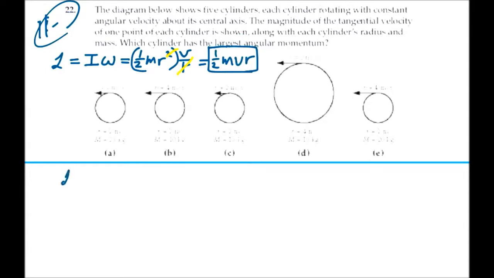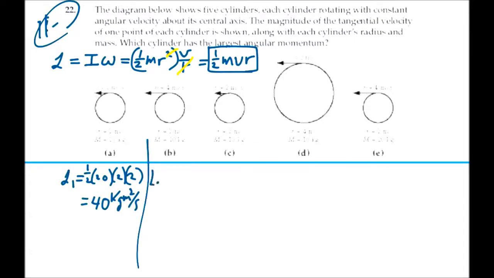So as we look at L1, we are going to have 1/2 times the mass, 20, times the velocity, 2, times r to that point, 2, so that's going to be equal to 40 kilogram meters squared per second. For the second one, we're going to have 1/2 the mass, which is 10, times the velocity 4, times the radius 2, which is going to be 40. I'm just going to leave the units out for the moment.